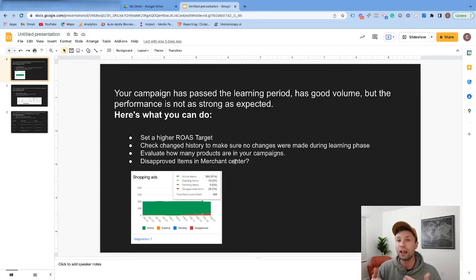So go through and evaluate how many of your products are currently in that campaign. If you have them spread thin between a couple campaigns, move them all into one single one, or maybe try breaking them out. That could be another thing that could work as well.